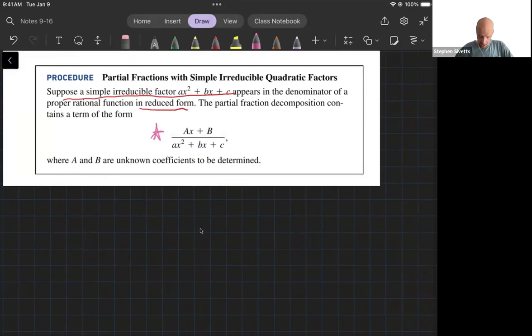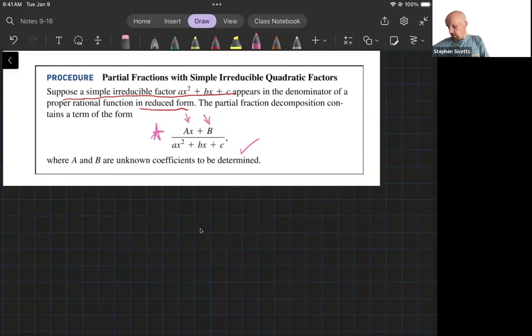We need to tack on a capital A times x plus a constant, capital B, for each irreducible quadratic factor that occurs in our integral, right? The coefficients on x and the constants will be determined by going through the partial fractions algorithm.